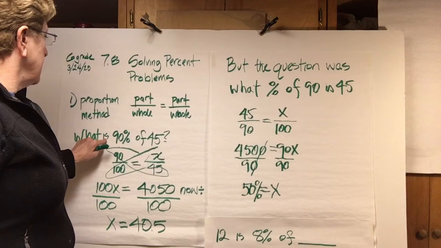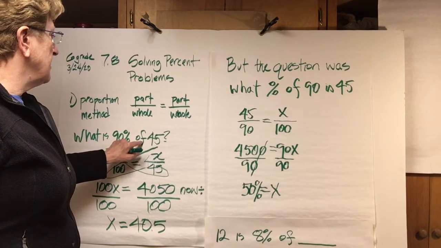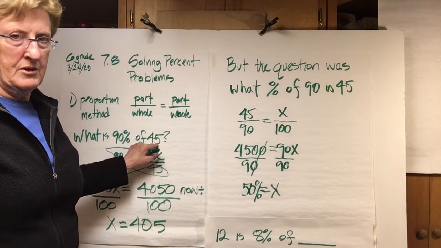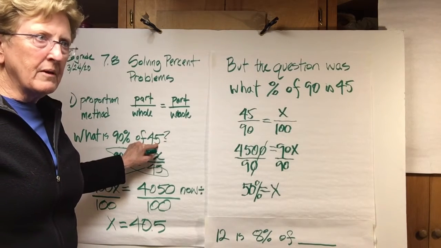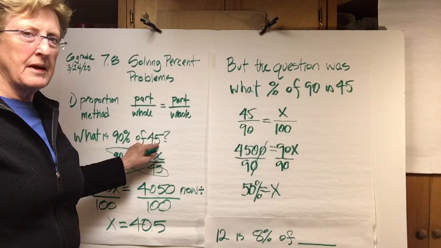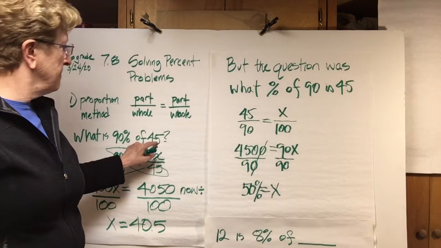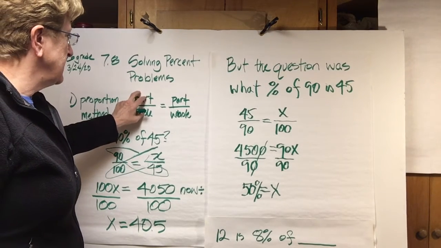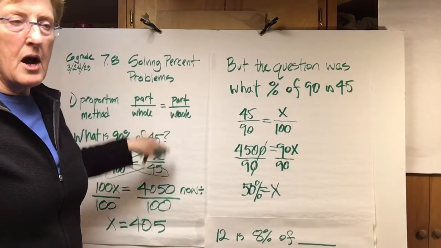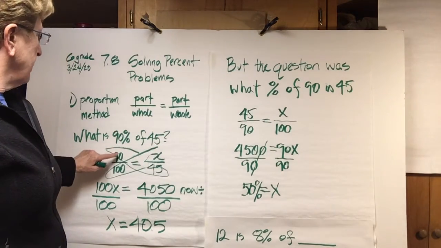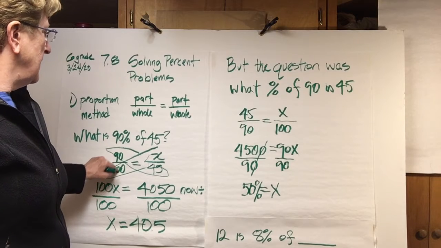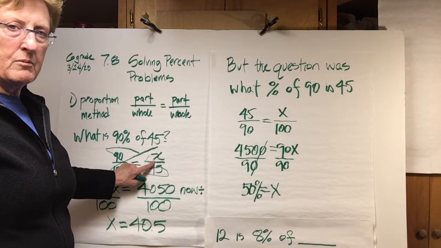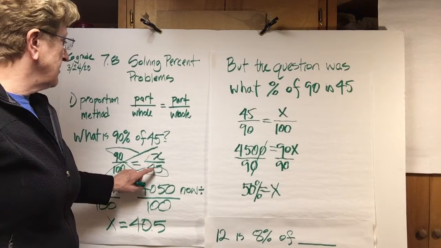So, what is 90% of 45? Reading this, I know that 45 is 100%. And therefore, I'm going to know that if I'm looking for 90%, my answer should be less than 45, right? So let's set this up. Part over whole on the percent side, part over whole on the number side. So I've got 90 over 100 here, and I don't know what 90% of 45 is, so that's where my variable goes. And 45 goes on the bottom.